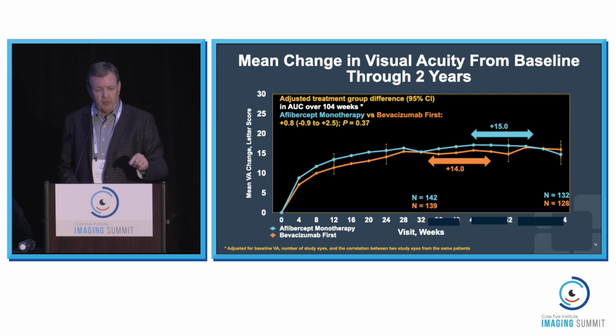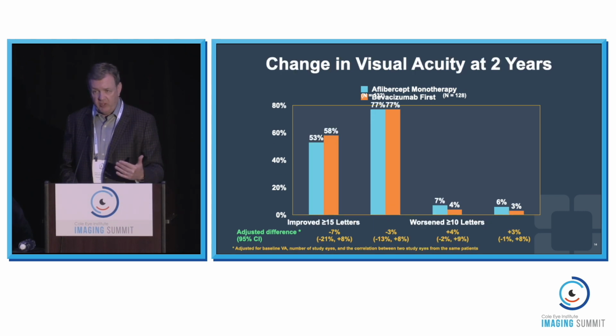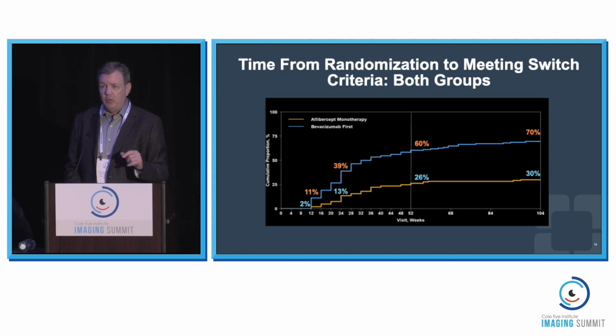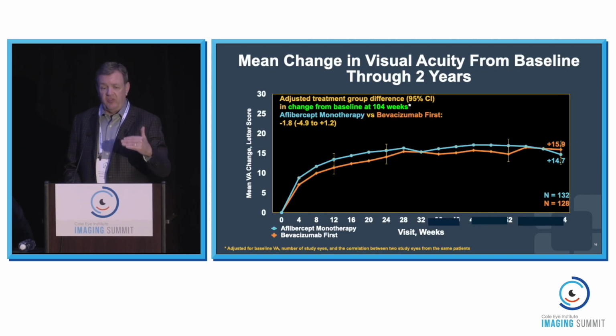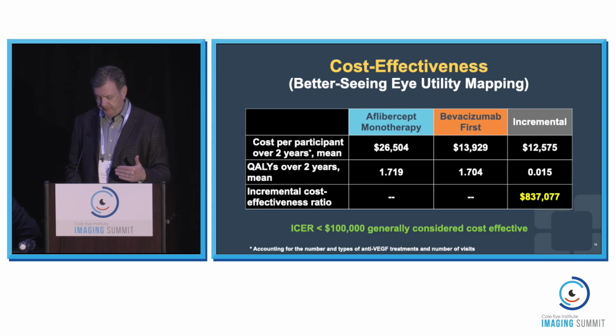There was no difference in visual acuity at 2 years, either 20/20 or better, 20/40 or better, or 20/200 or worse. No difference in change in visual acuity, there was nothing. Everything we looked at. Now, one of the things that was interesting in this trial was that the majority of people who were treated with bevacizumab first did switch. 60% at 1 year, 70%. So 2/3 wind up switching, but realize that using the same criteria, about 1/3 of the patients assigned to aflibercept also would have switched, but they couldn't switch in the trial.